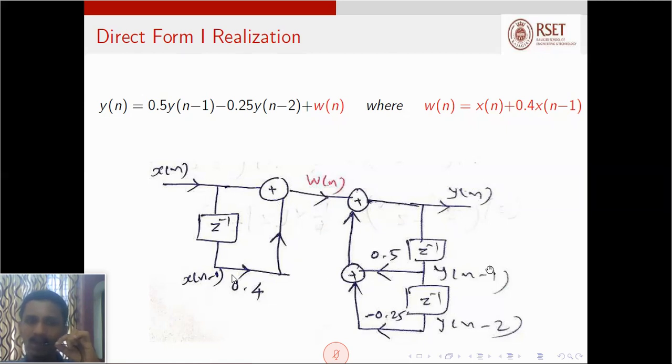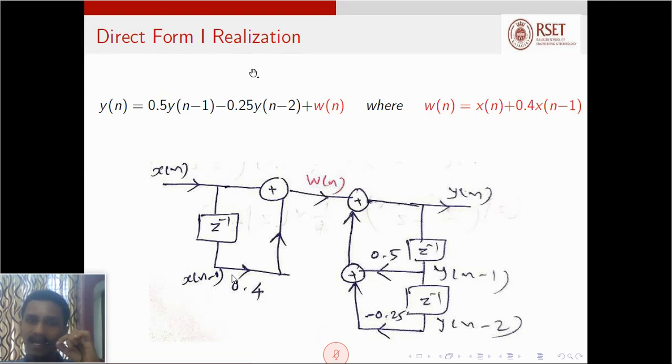So you can see that the total implementation will look like this. First you need to implement w(n) in terms of x(n). So w(n) = x(n) + 0.4 x(n-1). You get x(n-1) by applying a delay element to x(n). Then multiply this by 0.4, and you will get x(n) + 0.4 x(n-1), which is equal to w(n). Similarly, y(n) = 0.5 y(n-1) - 0.25 y(n-2) + w(n), and you will get y(n).